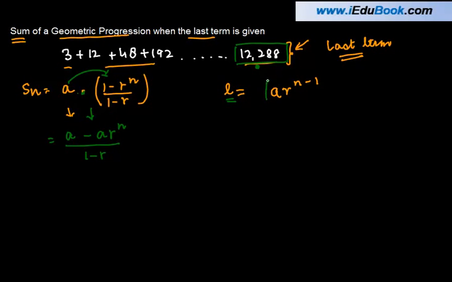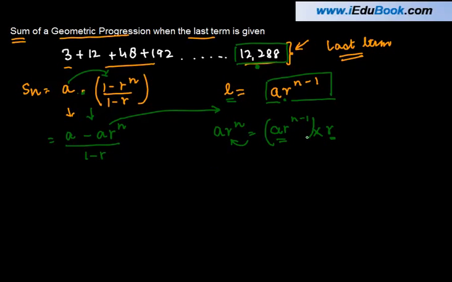Now the last term is equal to a times r to the power n minus 1. Can we write a r to the power n, which is the second term in this formula, as a times r to the power n minus 1, times r? If you multiply these two terms together, it is nothing different. But what I have done is get this value, which is nothing but the last term, so I can simply write this as L times r. So we can write this as a minus L times r, divided by 1 minus r. So that is the other formula that you can use for calculating the sum of a geometric progression.